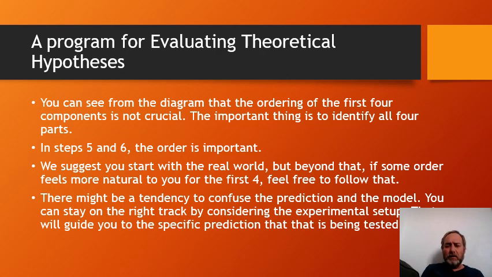And one thing to look out for: it can be easy to confuse the prediction with the model. For example, the DNA thing. The model says it's two chains, and there might be a tendency to say the prediction is that there are two chains. That's not it. If you're confused about what the prediction is and how it's different from the model, think about the experimental setup that's being used. In Watson and Crick's case, it's the X-ray photograph. So the prediction is actually that a certain pattern will be seen on the X-ray photograph that's predicted by the model.